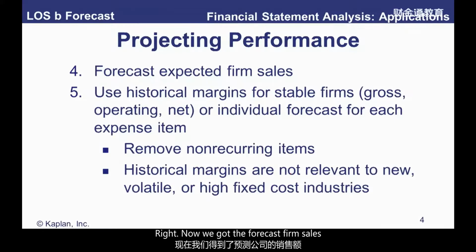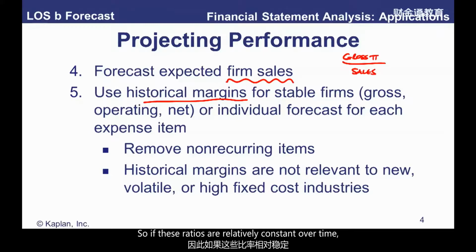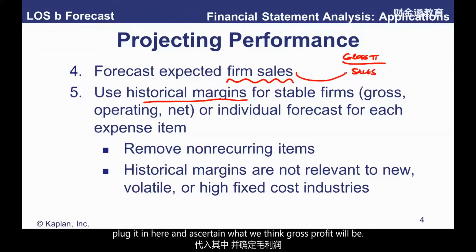Right, now we've got the forecast firm sales. What we're then going to do is apply those future sales to ratios. Now we're going to be using historical margins, historical gross profit, operating profit, net profit margin. Now remember, gross profit margin is gross profit over sales. So if these ratios are relatively constant over time, we can take our forecast, plug it in here, and ascertain what we think gross profit will be. Now, of course, if these ratios are volatile over time, then it's not going to be very meaningful. So we do need relatively stable ratios for this to work.